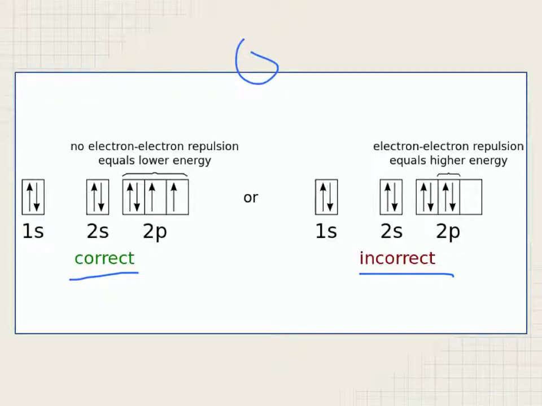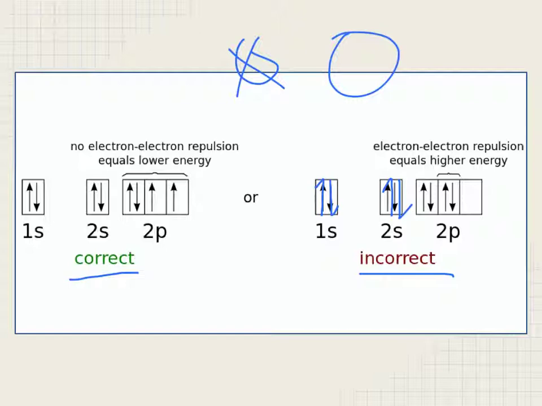That's a terrible O. Let's try that again. For oxygen. There we go. Okay, so let's take a look at the incorrect one first. The incorrect one says, let's fill our 1s with an up and a down, 2s with an up and a down. All right, that's 4 electrons in total. We have 4 more to go, because oxygen has 8 total electrons.